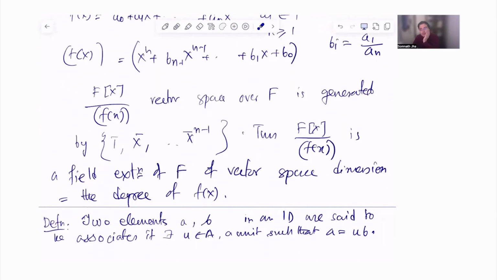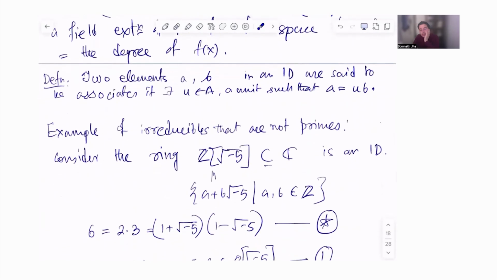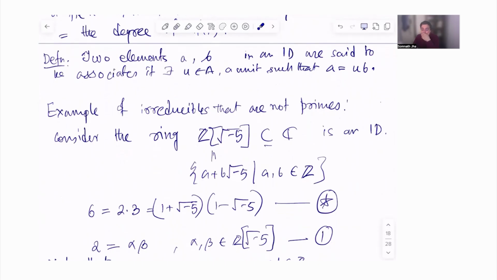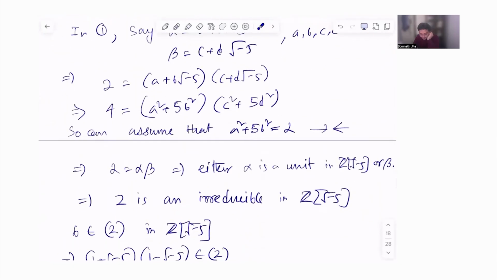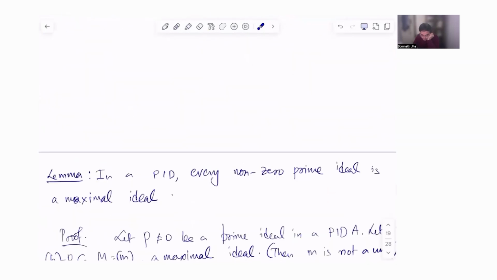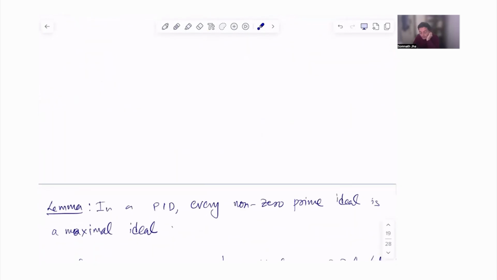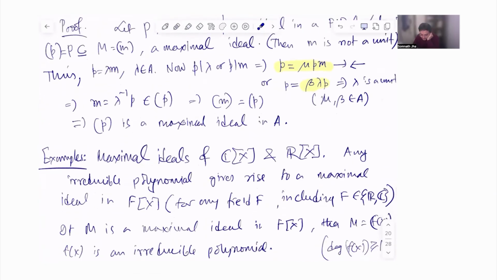Then we discussed the concept of associates. Two elements are associates if they differ by a unit. And then we saw examples of integral domains where irreducibles are not prime. Also we showed that in a PID, every non-zero prime ideal is maximal.